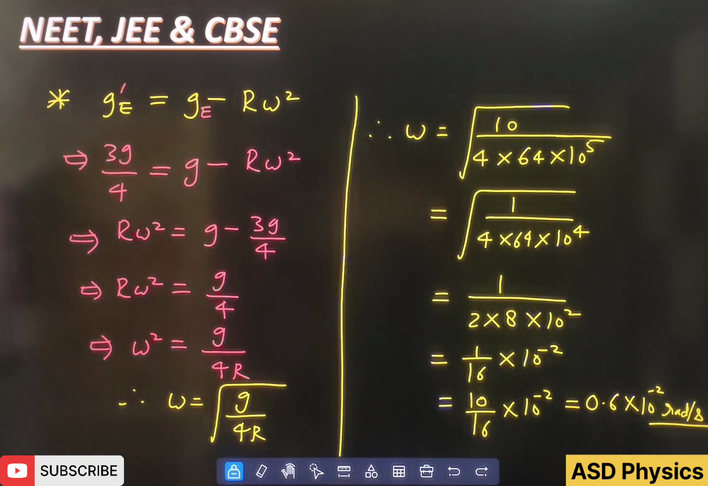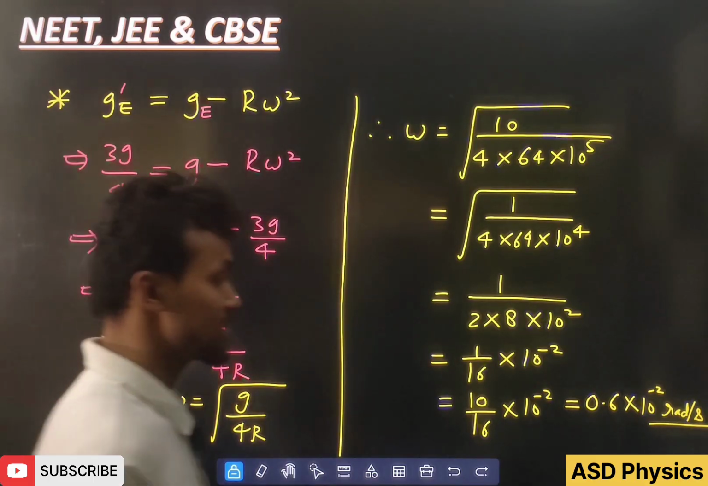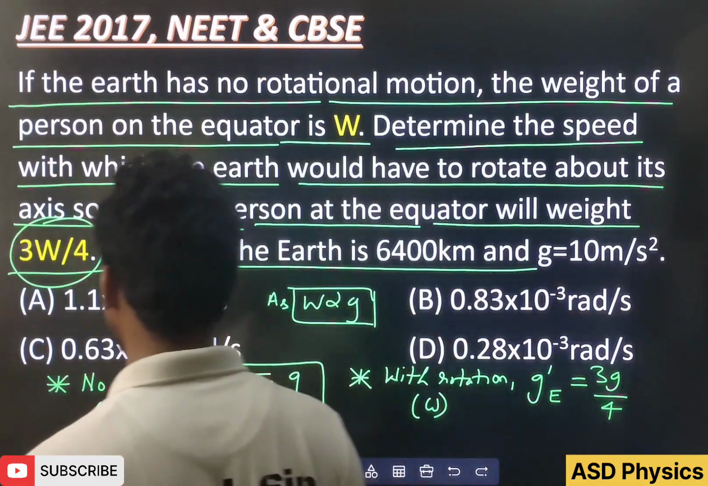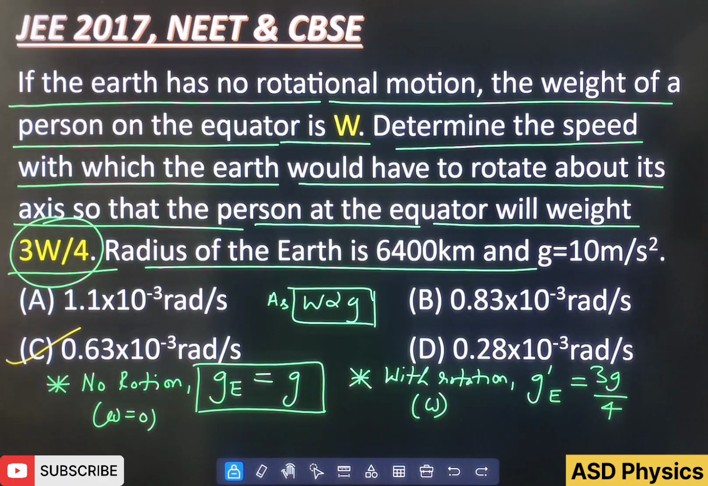The unit will be radian per second. Kindly see very well. They are asking the question based upon equator and pole. So which option is correct here? The correct option is here. Option C is the answer.